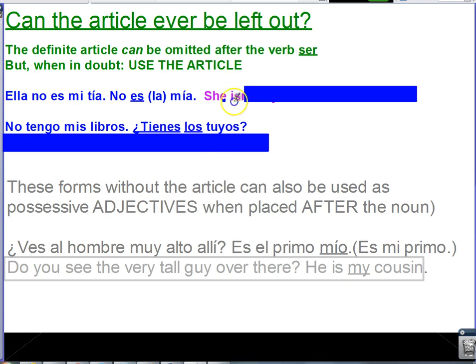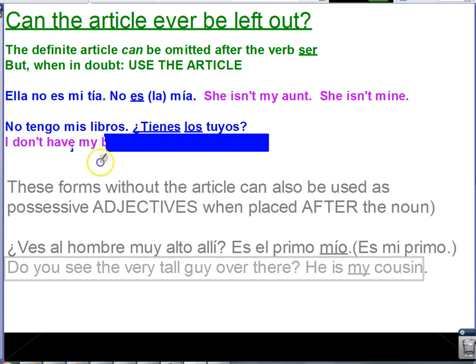So you should have translated this sentence as, she isn't my aunt, she isn't mine, and I can't get rid of la in this sentence because that's a form of ser. I don't have my books. Do you have yours? And since this is a form of tener, we have to have the los. It's not a form of ser, so we have to have the los.